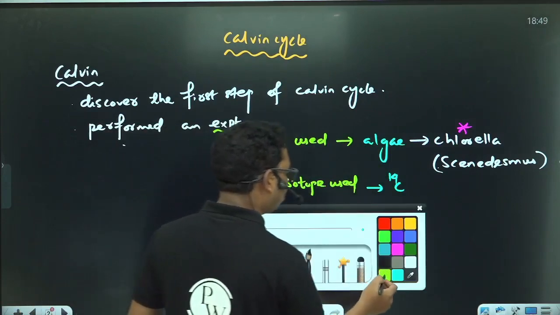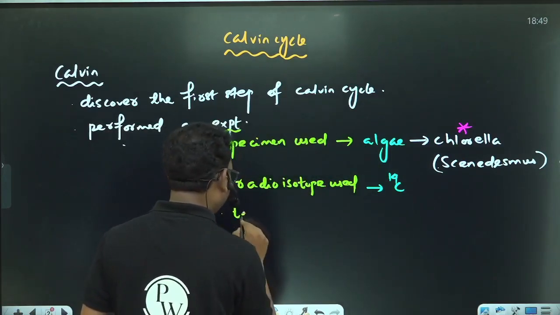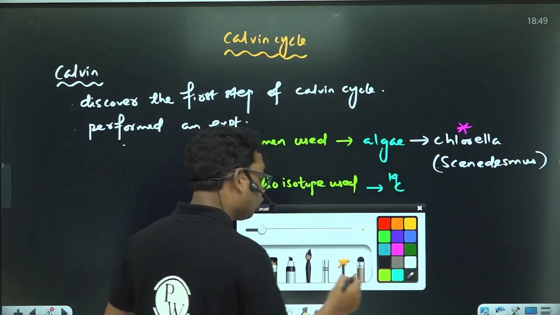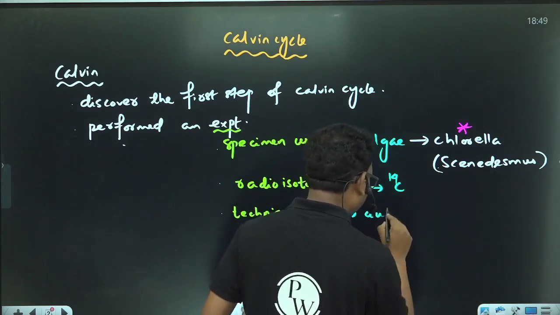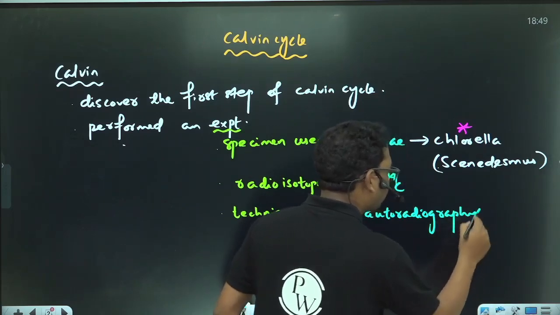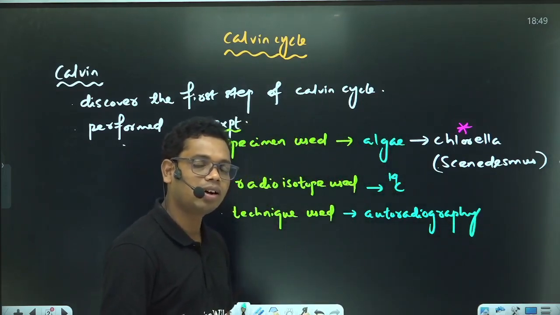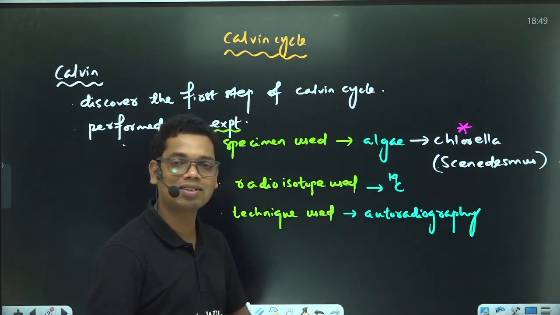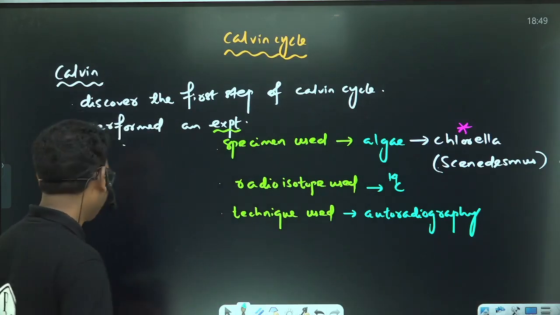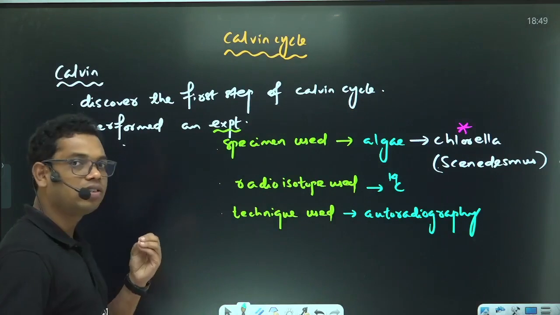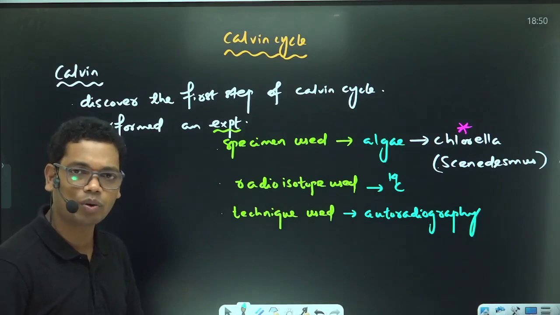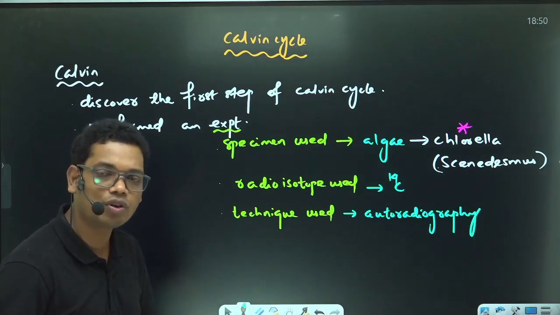And he used a technique in his experiment. You should also know about the technique used by him, and the technique was autoradiography. He was one of the first persons to use radioactive element for human benefit, human welfare after Second World War. So this was a little about the introduction. And he found that the first stable product of the Calvin cycle is a 3-carbon containing compound, and that molecule is nothing but phosphoglyceric acid.